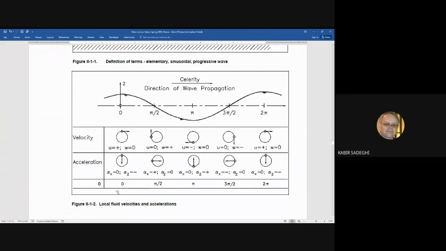Let's see. And the last one, you see theta, the phase angle of the wave relative to the coordinate center. Therefore, celerity is from left to right, the direction of wave propagation.